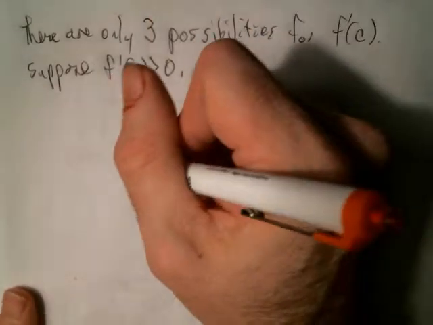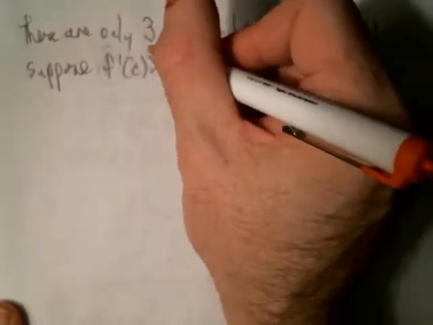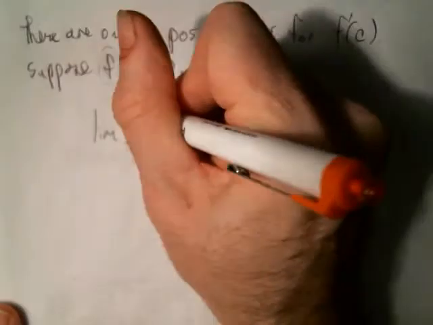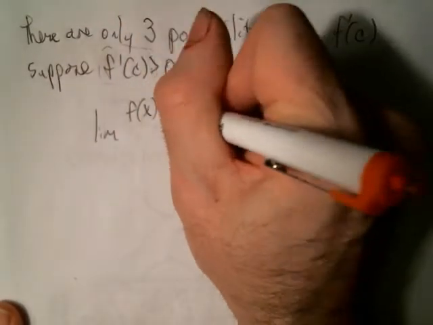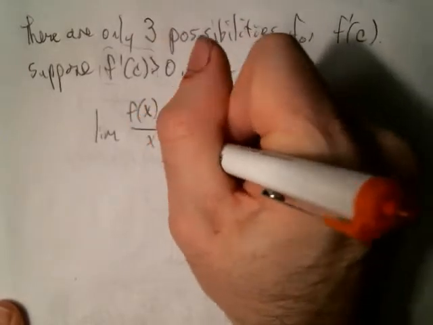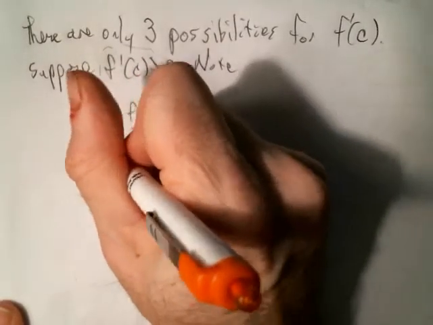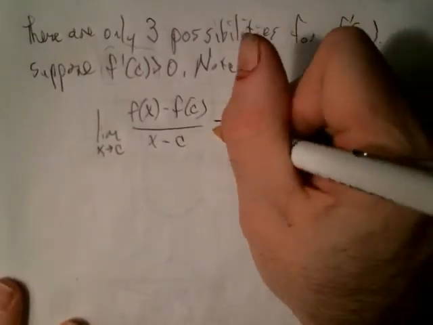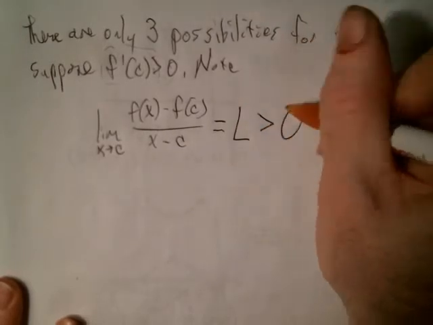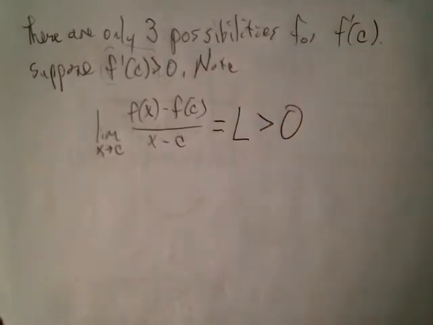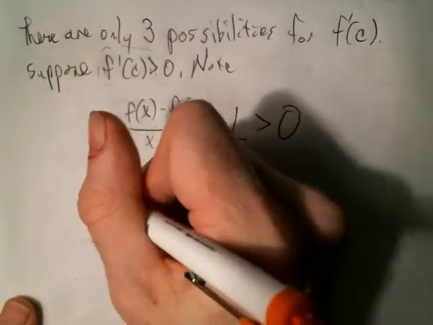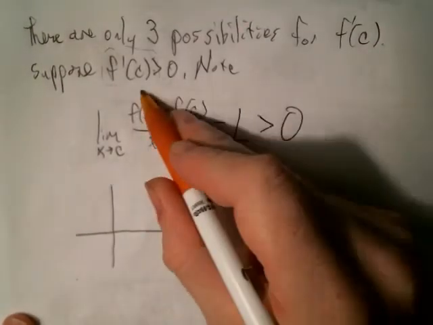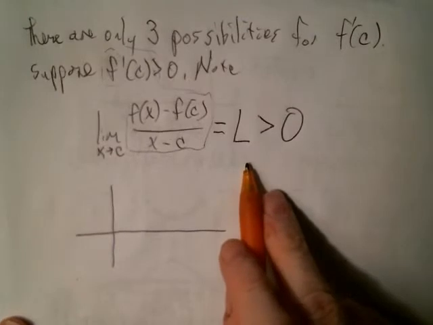From the strict definition of a limit, and if you remember what this thing means, we note the limit of f of x minus f of c all over x minus c, which was our alternate definition for the derivative. This thing is equal to some value, and we'll presume that value is greater than 0. So supposing this thing is greater than 0, we could use the strict definition of a limit to bound this object as a function away from the x-axis.